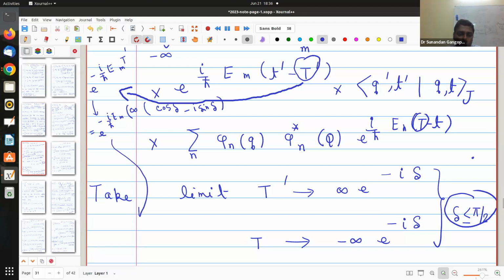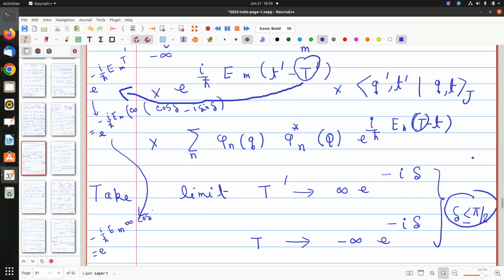So let me come here now. The first term is e to the power of minus i by h bar Em times infinity cos delta. So delta is real, it is less than or equal to pi by 2. So the first term you can write down as e to the power of minus i by h bar Em. I hope you can see it on the slide, right? Is it visible? Yes, we can see.